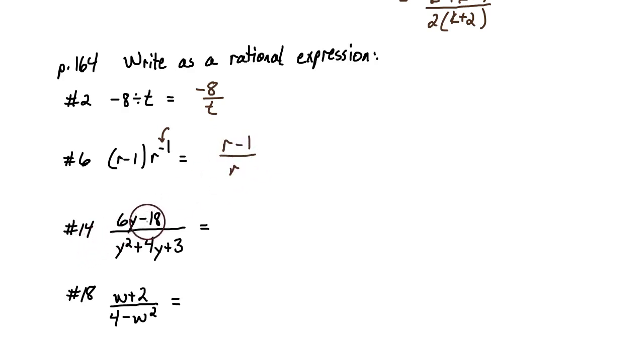Question 14. Let's factor these and then see if they reduce. So the top has a GCF of 6, leaving y minus 3. In the bottom, this is a trinomial, and if it factors, it will be with FOIL. How about y plus 3 times y plus 1? Does anything cancel away? No, it doesn't. This is the final answer.